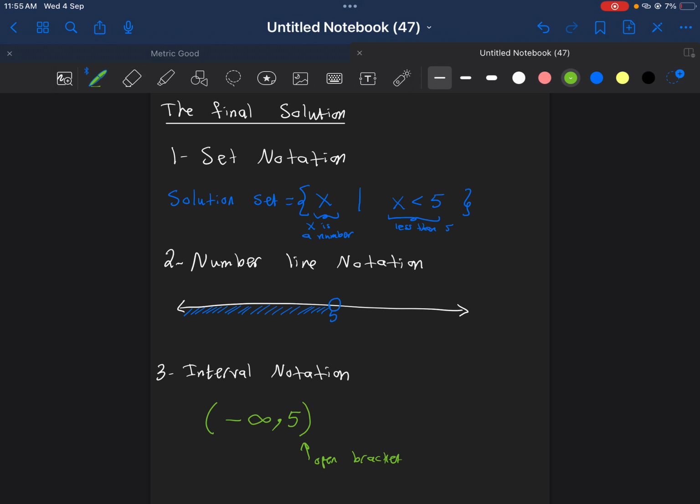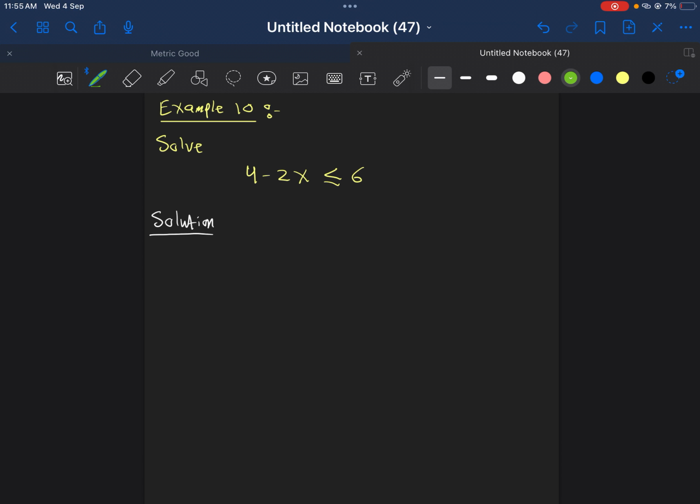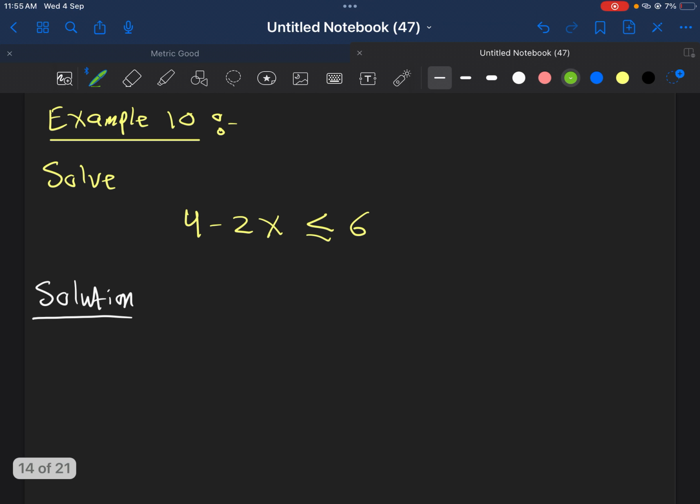Let's see the next example. Well, the next example is again an inequality. How do I know it's an inequality? Because I don't have equal, I have less than or equal. How am I going to solve it? I will solve it the same way as I did for the equation.